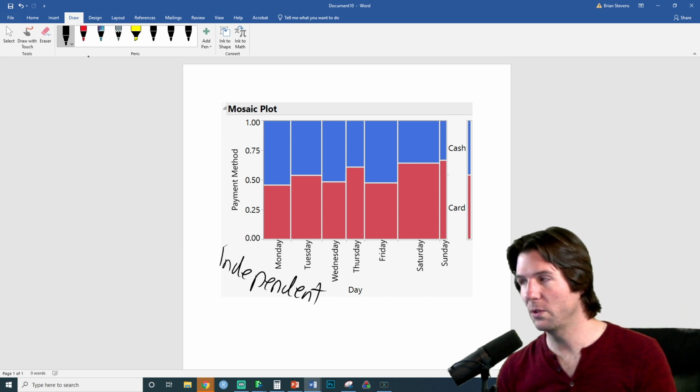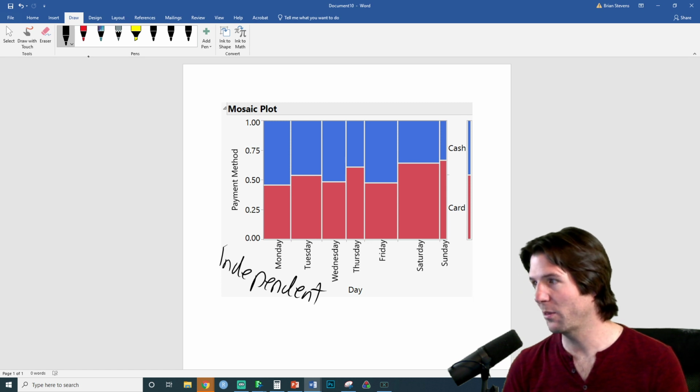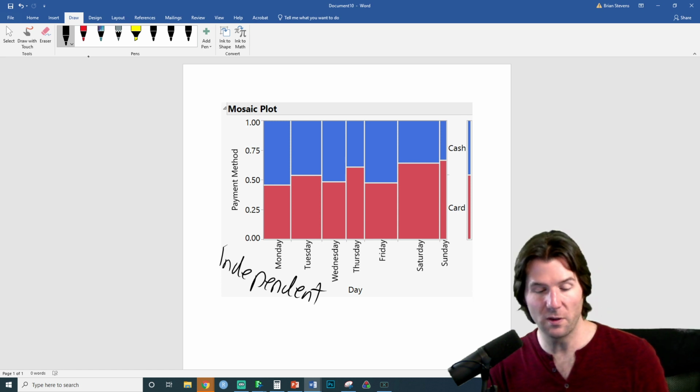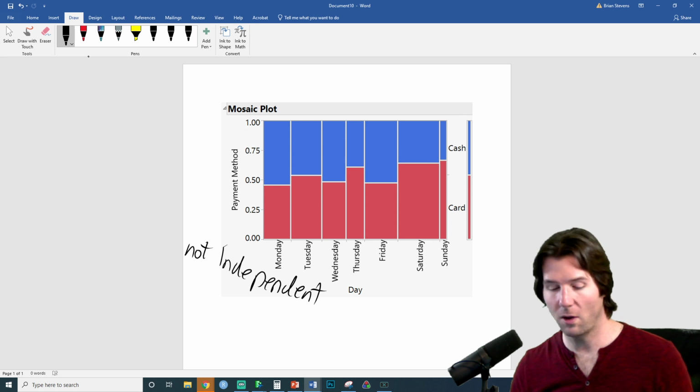So all you do is just say that the two are independent of each other. Day is independent of payment method, and you could say payment method is independent of day. Either which way is fine. And then when you do the alternative, you say not.